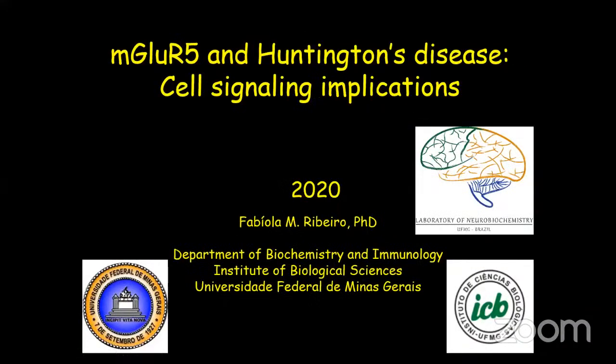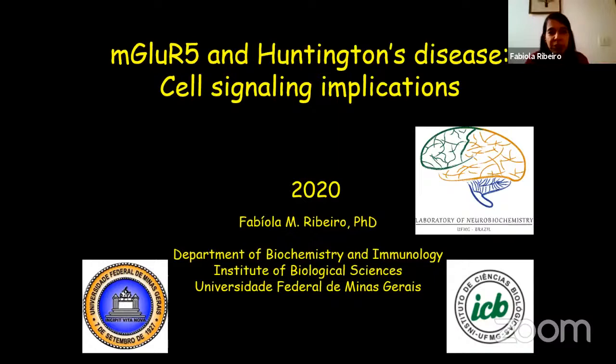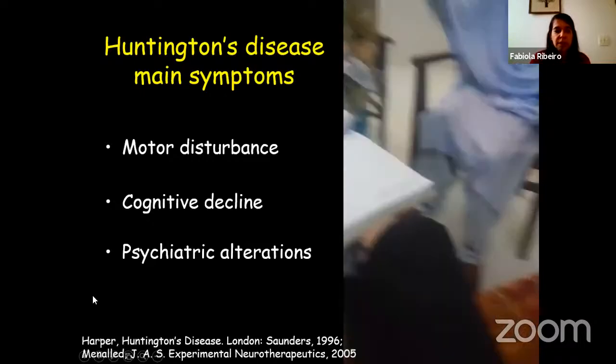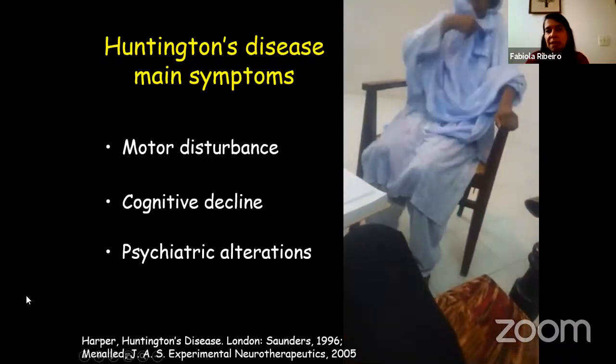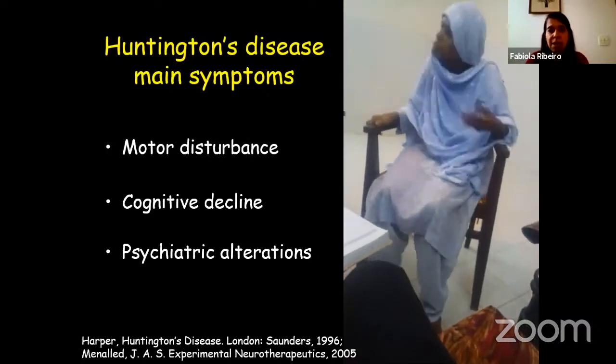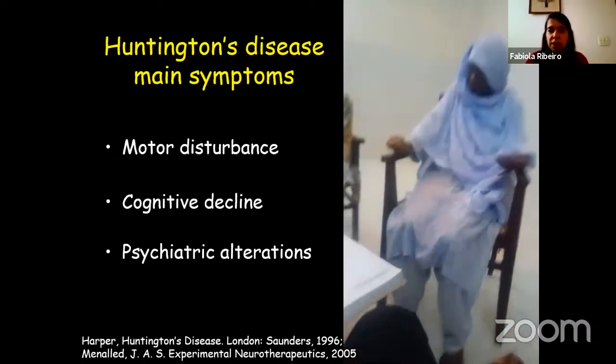Okay, so today I'll talk about mGluR5 and Huntington's disease, and I'll talk more about cell signaling implications of this receptor in Huntington's disease, or HD. Huntington's disease is a neurodegenerative disease, and its main symptoms involve motor disturbance. We can see here in this video, this lady has involuntary and irregular movements of arms, legs, and neck. This is quite common in HD.